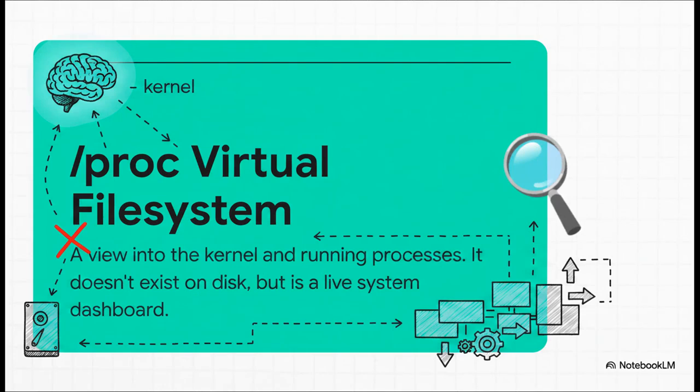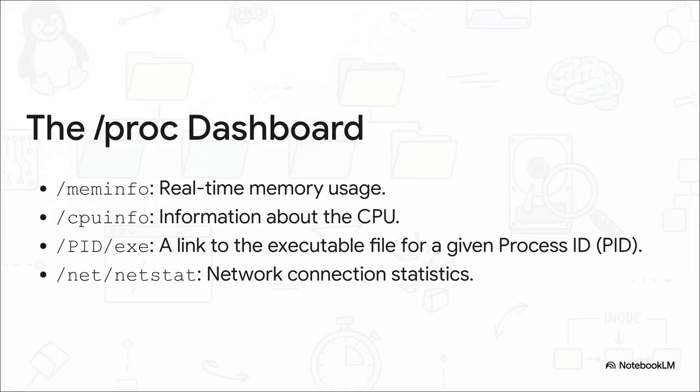Finally, let's talk about a really special place called /proc. Now, this isn't a normal directory with files stored on a hard drive. It's a virtual file system. Think of it like a live dashboard that gives you a real-time view right into the system's engine while it's running. And on this dashboard, you've got all sorts of dials and readouts. You can see real-time memory usage, what the CPU is up to, and crucially, you can look up any running program by its process ID, or PID, and see exactly what executable file it came from and what network connections it has open. It's incredibly powerful for live analysis.